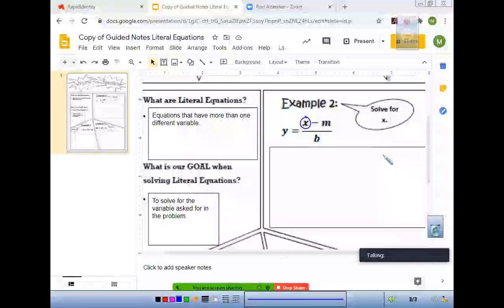Say that again. Subtract what? All right, so we don't want the x to move. The x is staying there. We want everything else to move. Did you say subtract x?